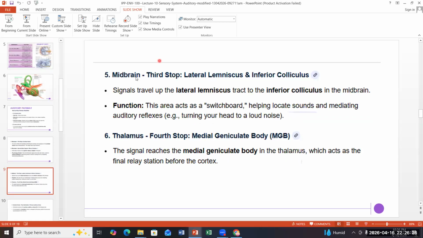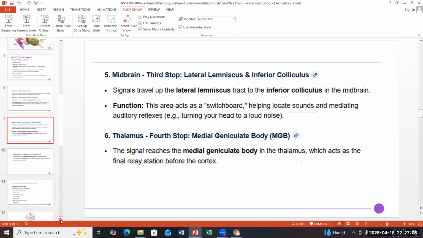After that, this electrical impulse reaches the third stop, the lateral lemniscus region, which is actually a switchboard within our auditory pathway. It turns your head to a loud sound. When a loud sound is coming, it makes our auditory system ready to perceive it. After that, the electrical impulse reaches the fourth stop, the medial geniculate body, which is present in the thalamus region.